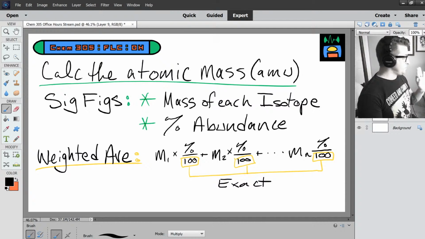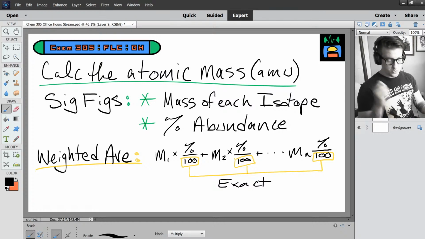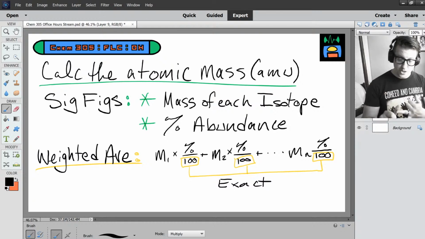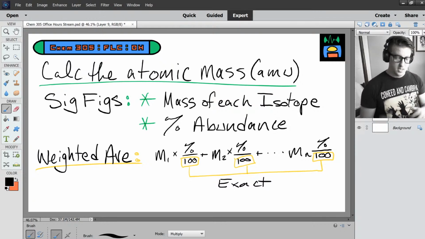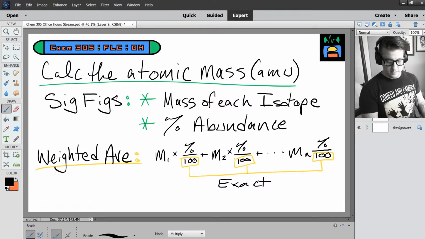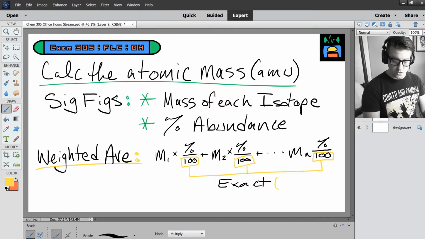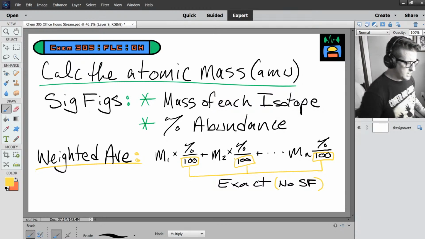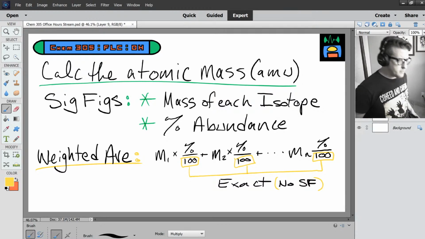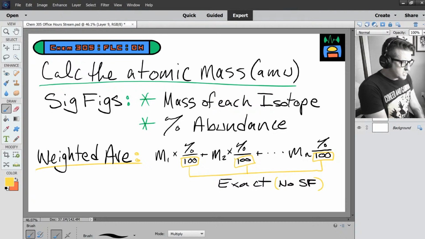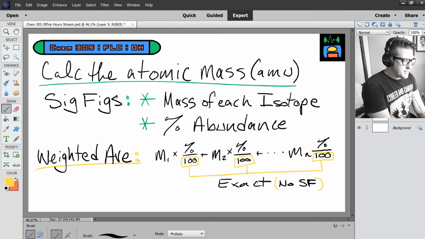That is how you handle sig figs for mass percents. You take into account the mass of each isotope, you take into account the percent abundance, but you do not worry about those 100s in the bottom. These have no sig figs. All right, hopefully that clears that situation up. I posted a video in the discussions that helps with the first part, Calculations pre-lab. Awesome. Brianna, thank you for doing that.